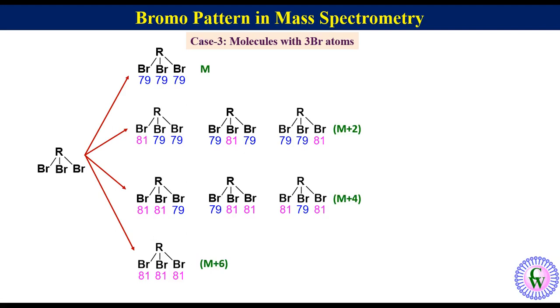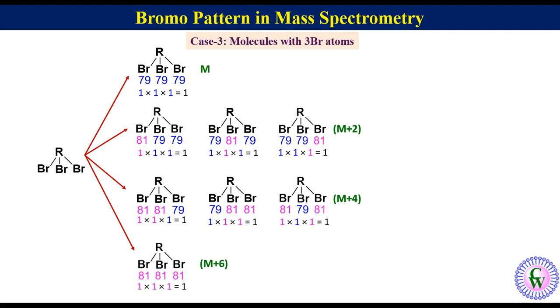Since the relative abundance of Br79 is 1 and that of Br81 is also 1, the probability of finding each of these combinations will be 1 into 1 into 1 is equal to 1, for all eight combinations.